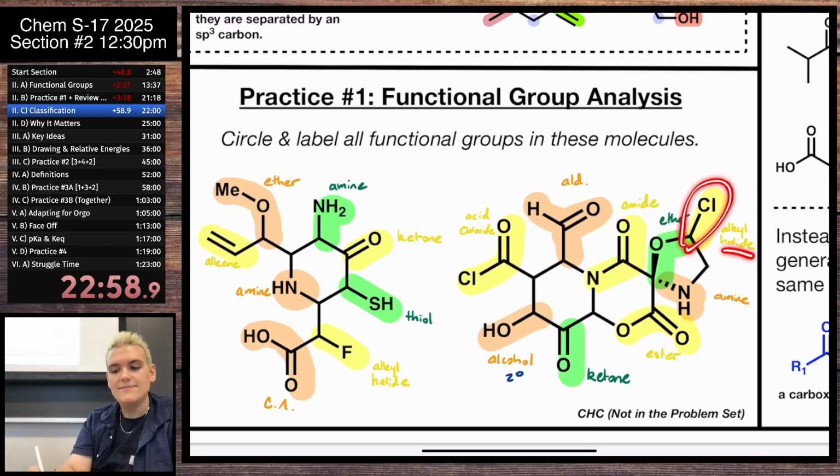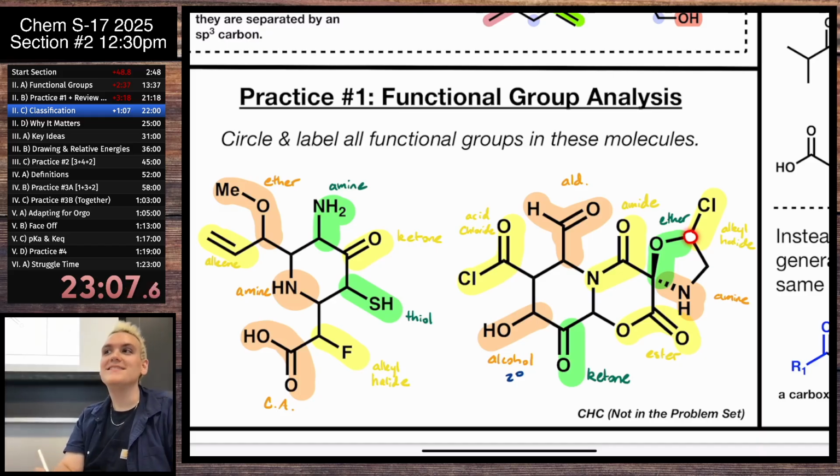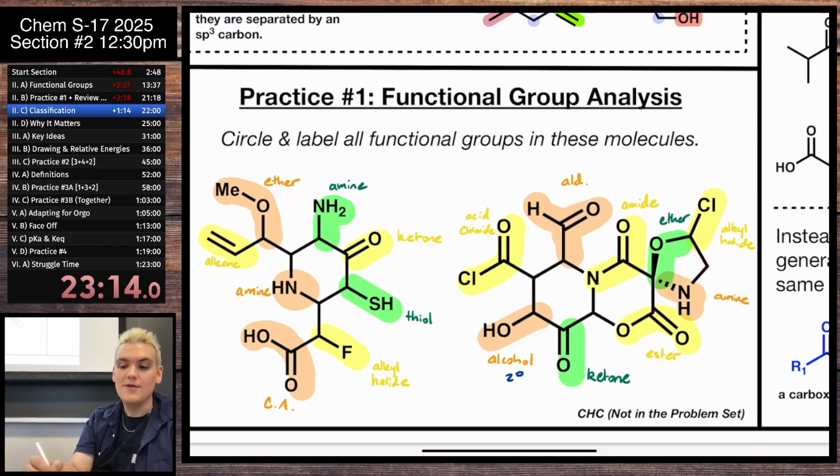This alkyl halide, is it attached to a primary, secondary, or tertiary carbon? How many carbons is it attached to? One carbon, so it's a primary carbon, so it's a primary alkyl halide. Cool.